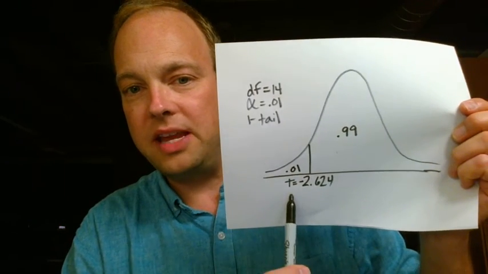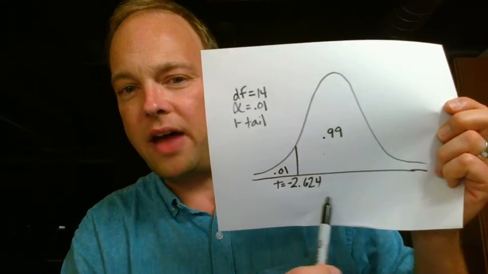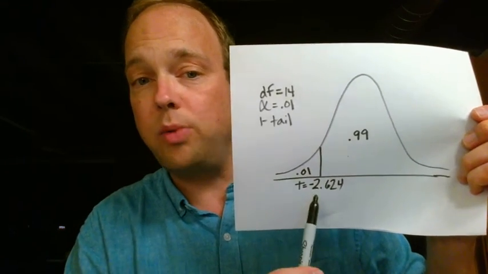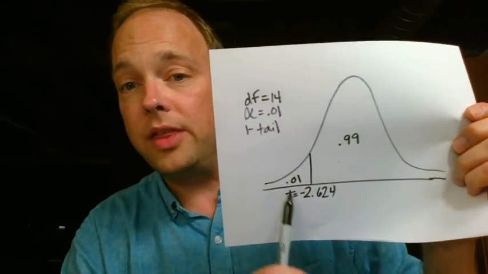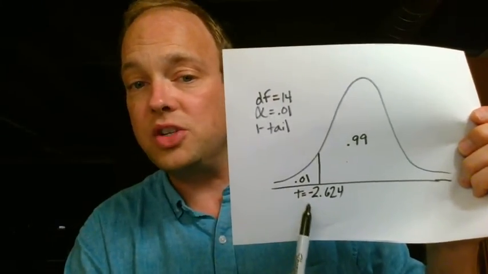You were asked to test this hypothetical hypothesis at the 0.01 level and a one-tailed. We consulted the t-probability distribution and found a t-value on the table of 2.624. However, because we're dealing with the left-hand side of the distribution, that t-value has to be negative. Okay, one more example, and then we'll get into some actual hypothesis testing.